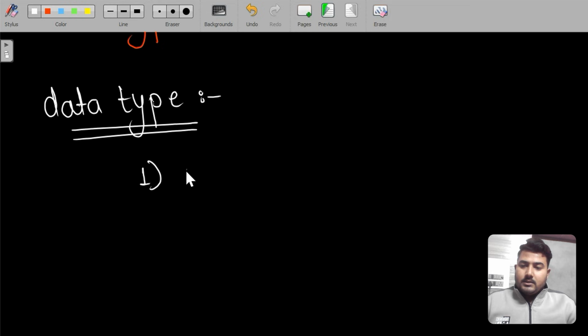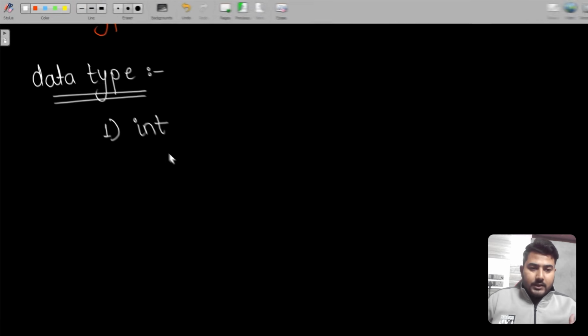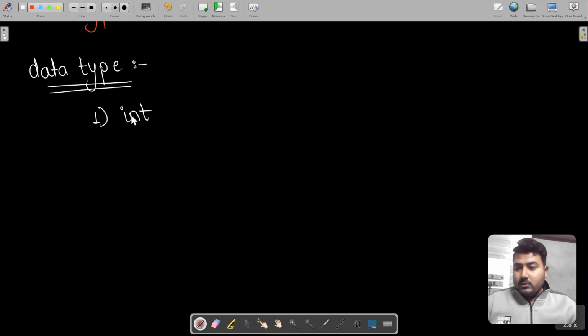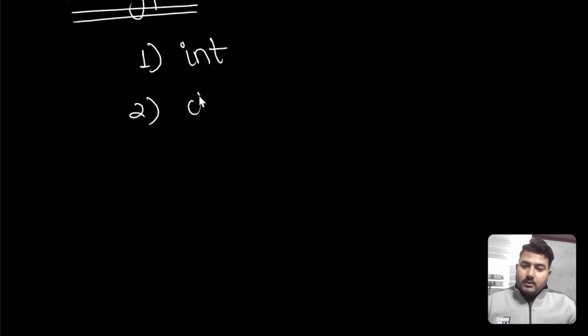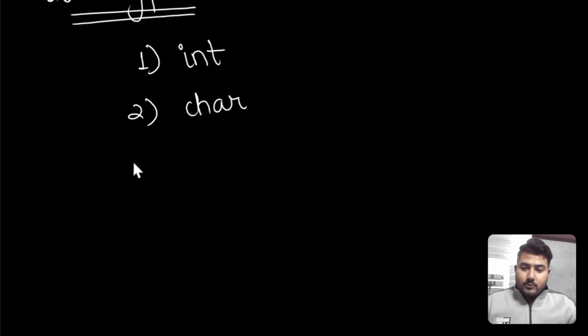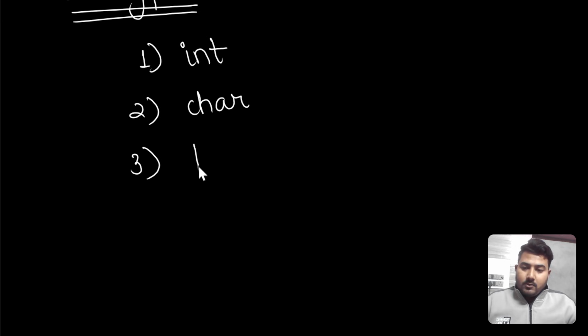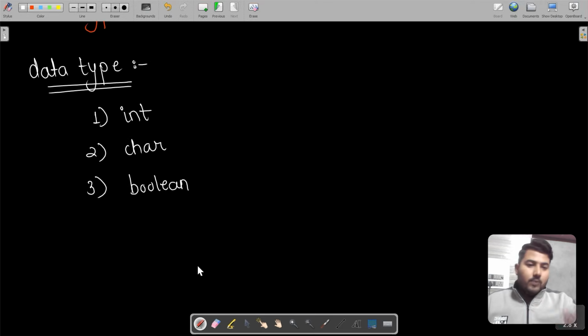One thing I can say is number type of data. Numbers are what we deal with, so for those we use the int data type. Int is simply short for integer, which is going to store integer type of values. Another one is char, which is going to store character type of values. Another one you might already be aware of is boolean, which is responsible for storing either a true or false value.